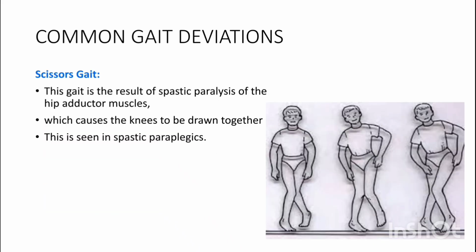Scissors gait. This gait results from the spasticity of the adductor muscles of the hip, which causes the knee to be drawn inward during walking.